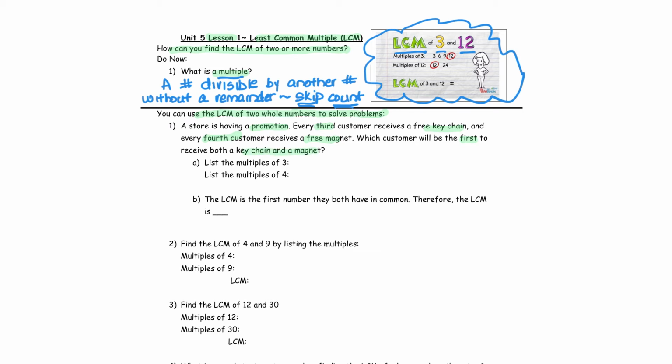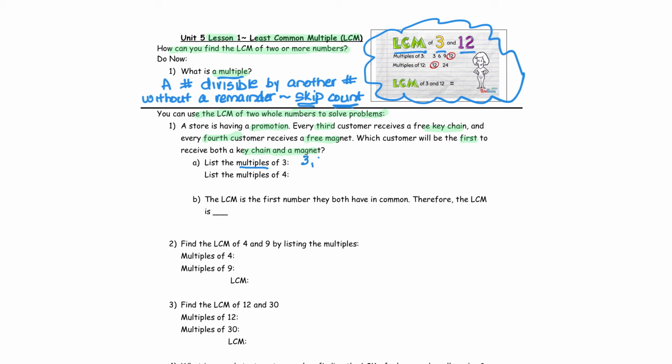So basically here, this is a word problem in disguise. It's asking you, basically, what's the least common multiple? So let's continue and follow the directions and see what it says. Letter A says list the multiples of 3. So when it says list the multiples of 3, what we're going to be doing is skip counting by 3s.